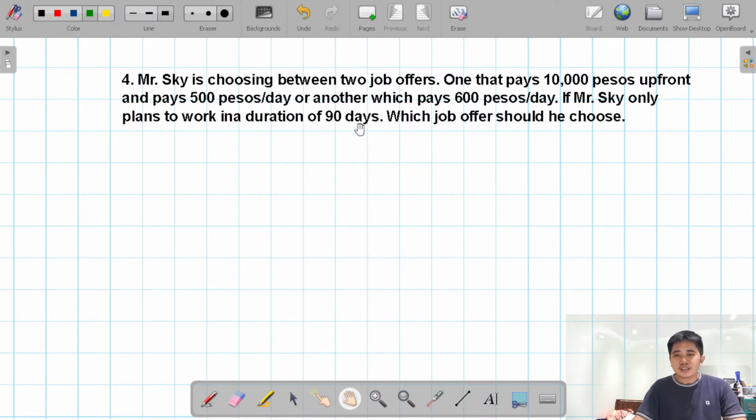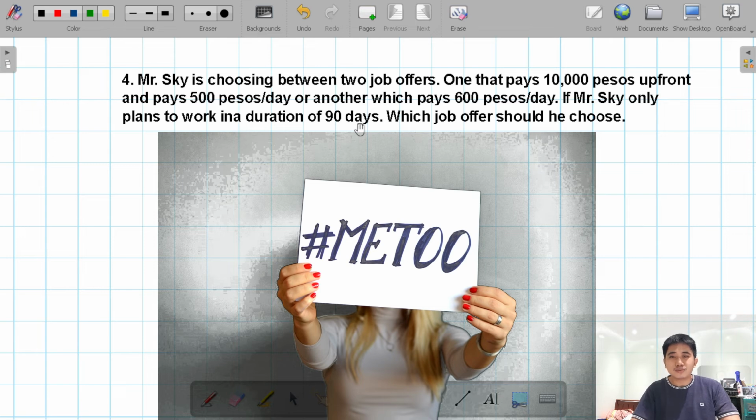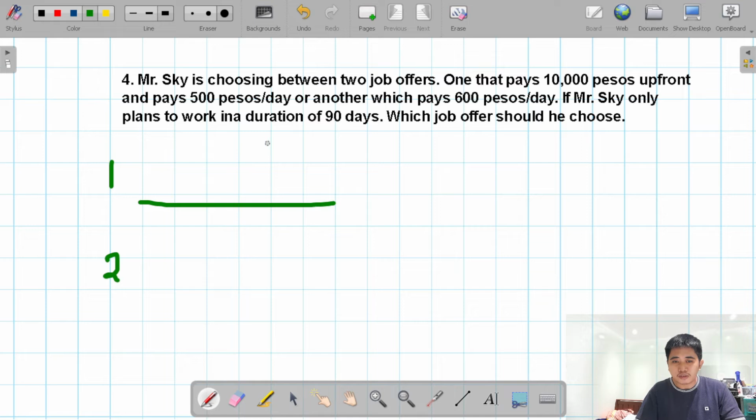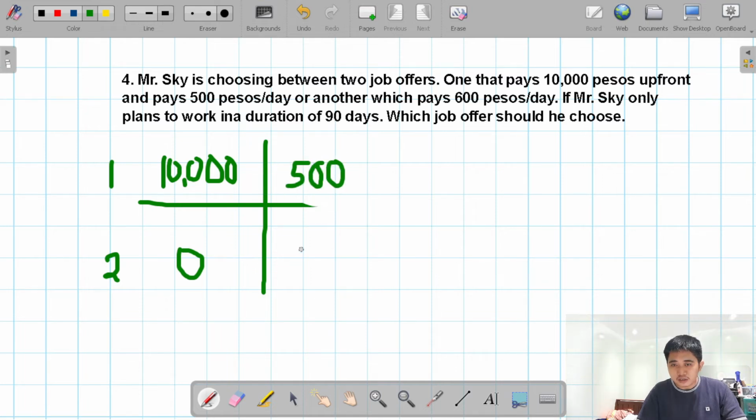Now, assuming that Mr. Sky wants the best for himself, that means we want to find which job has a higher earning after 90 days. We don't even need to write equations here. We can just analyze it by looking. So we have the first job offer and the second job offer. Without even working, there's an upfront pay of 10,000 for job 1. But the daily payment is only 500 pesos. On the second job, it's 600 pesos per day.